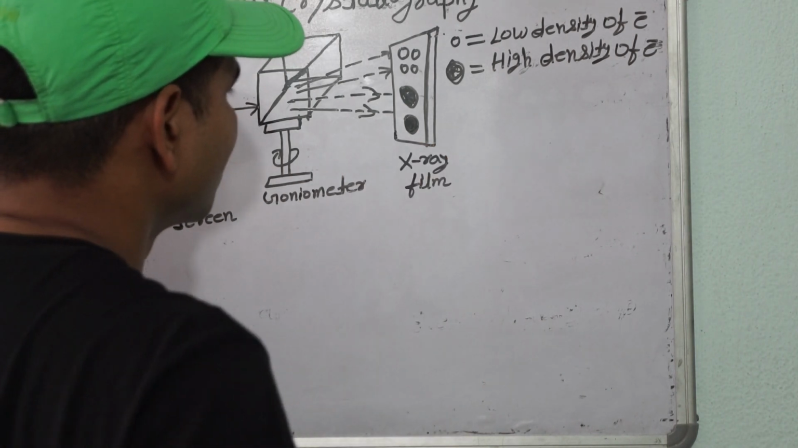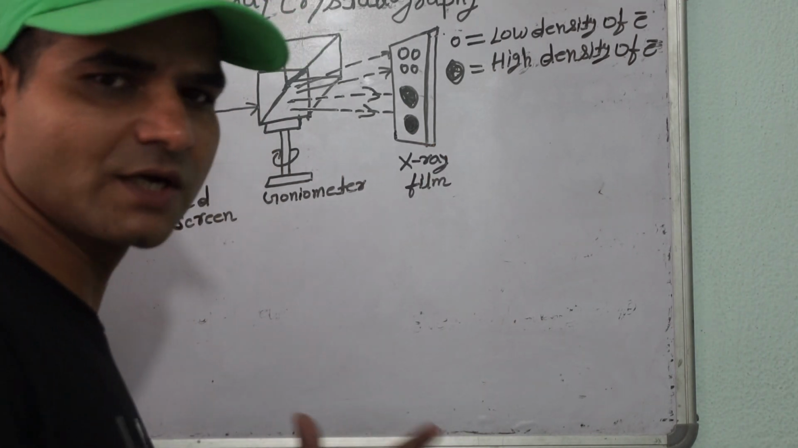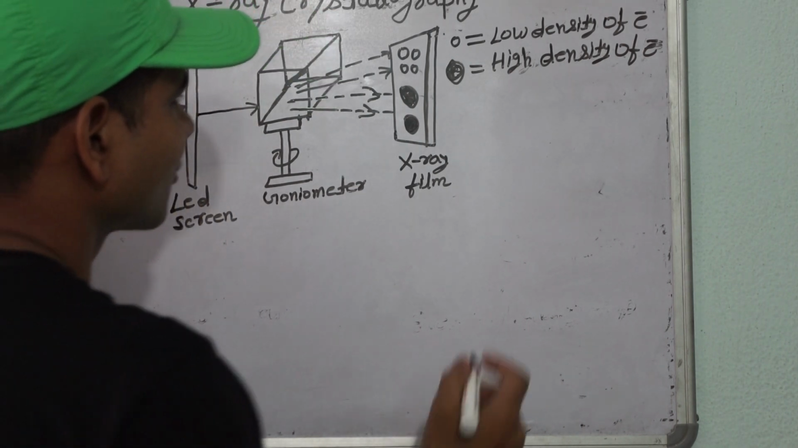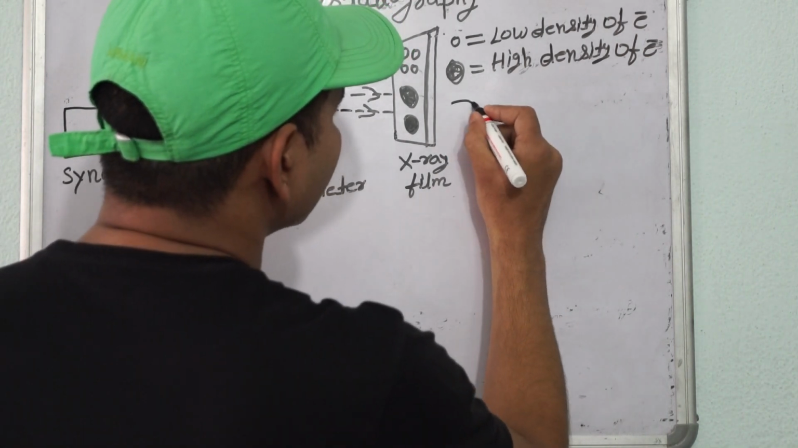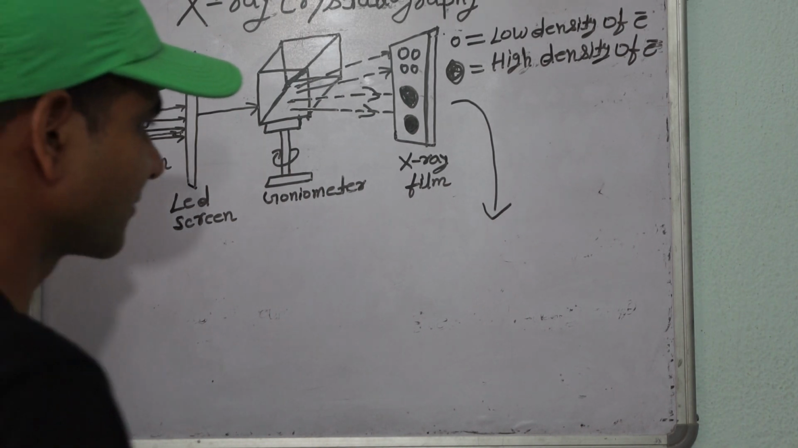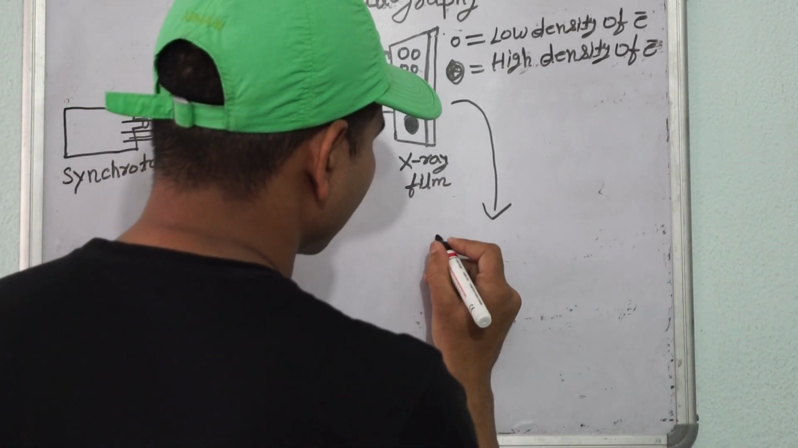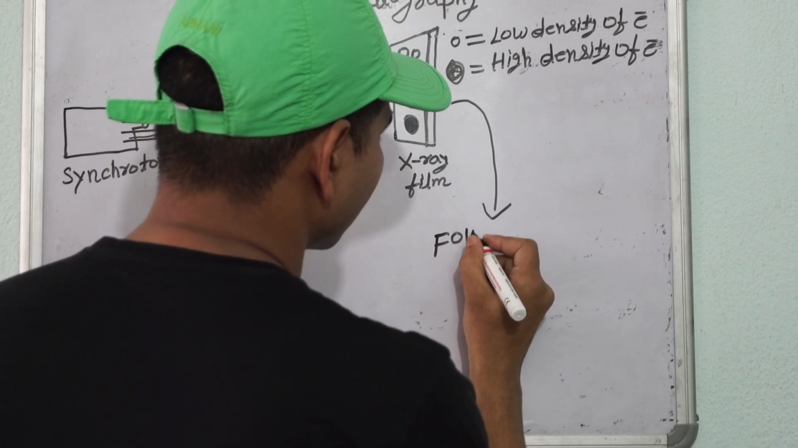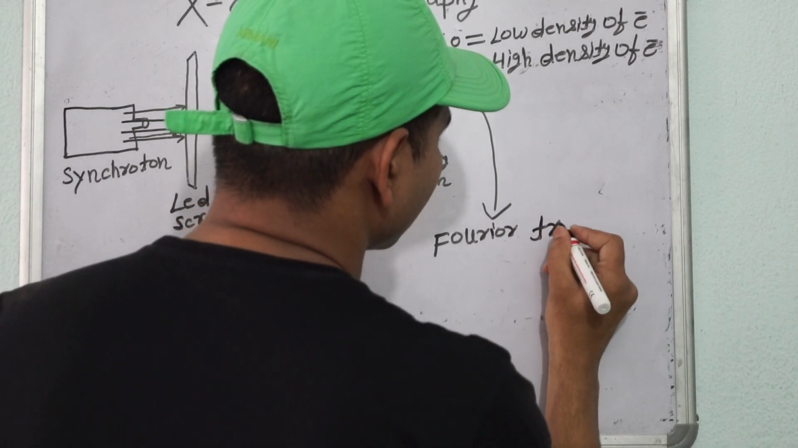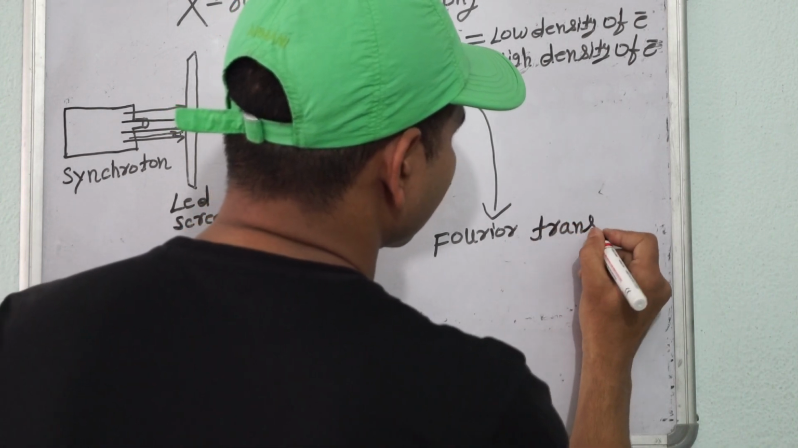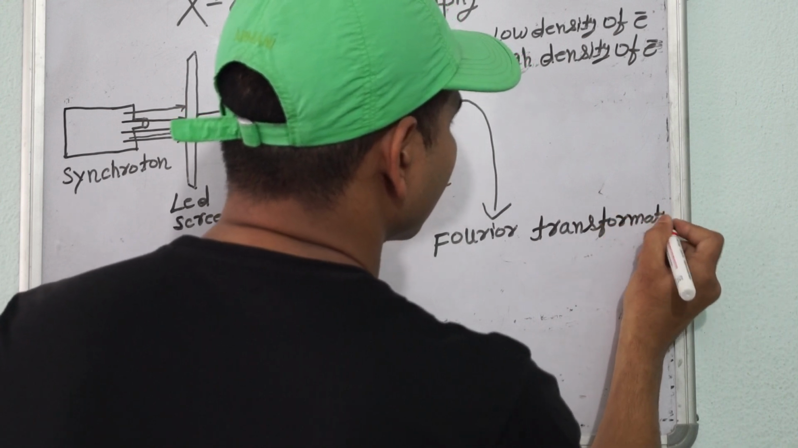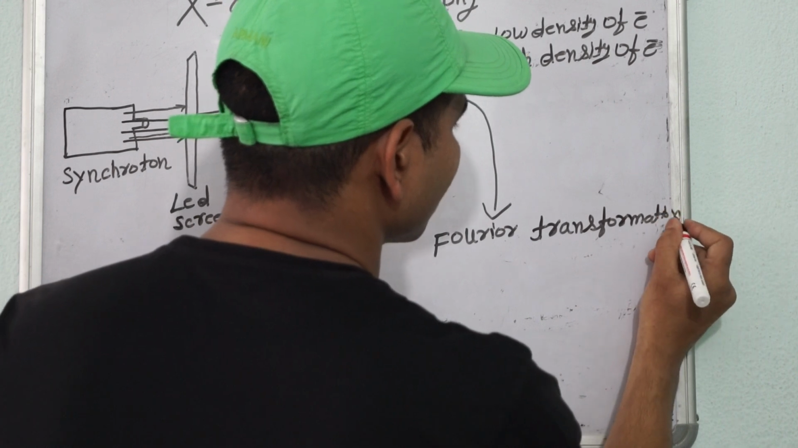Thereafter, we will go to the next step. The next step is the Fourier transformation method.